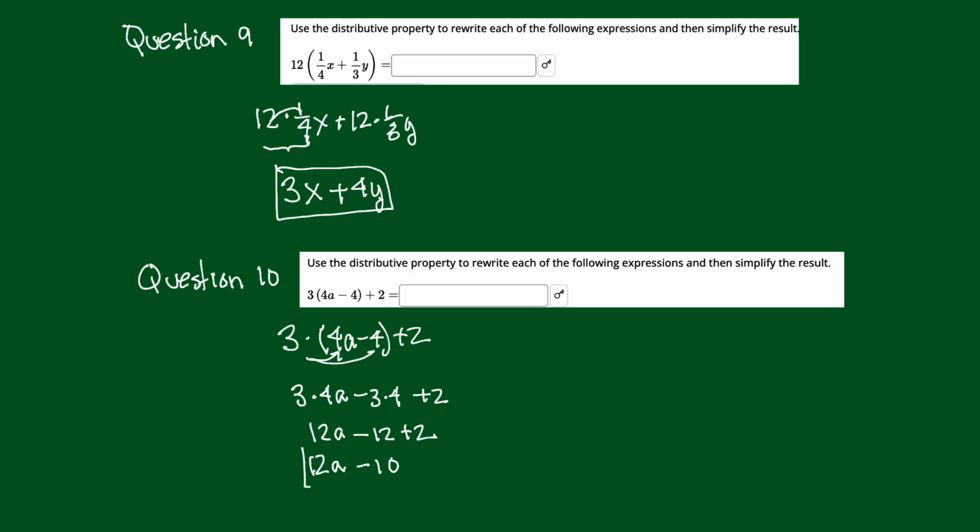Now, I stretched everything out here. What you could do, of course, is just look at this and see I don't need to write all this. Just do this. 3 times 4a, 12a, minus 3 times 4, 12, plus 2. And then negative 12 plus 2. Maybe 2 steps, maybe this step and then this step.